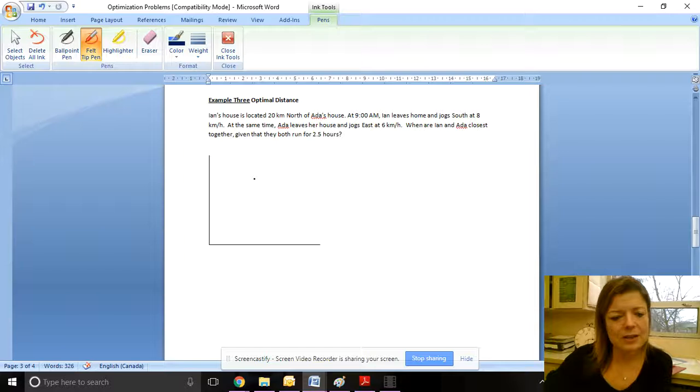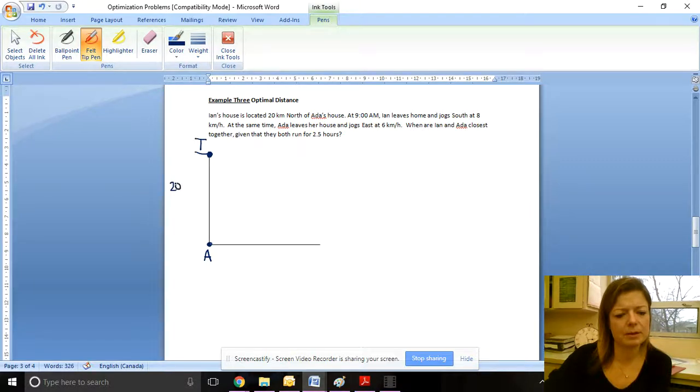So we have Ian's house, and it's right directly north of Ada's house. Okay, so we're going to represent Ada's house with just an A, and Ian is up here. So we are saying that that is 20 kilometers apart from here to here. Okay, leave some space, you'll see why in a minute. Okay, so that's 20 kilometers.